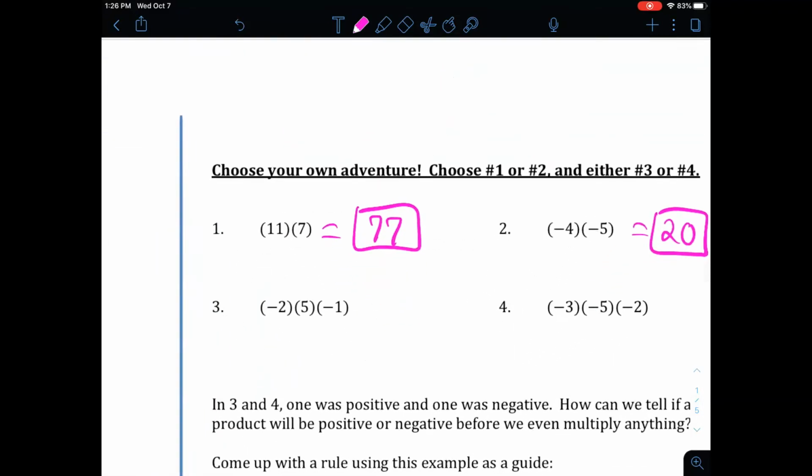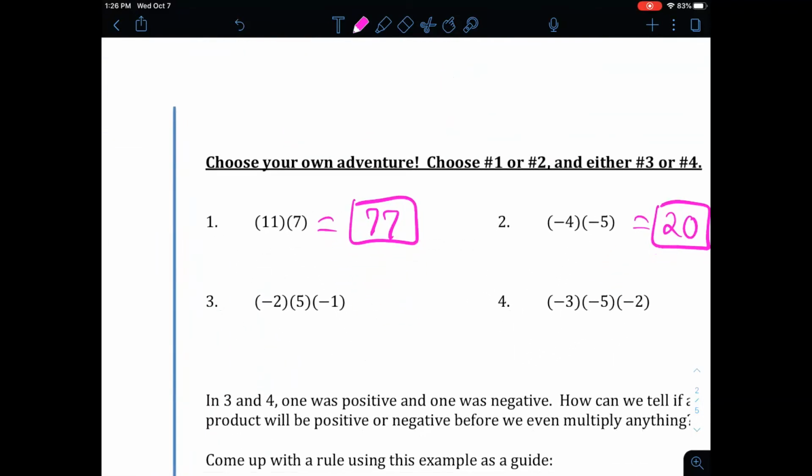All right. Now 3 and 4, we're going to work left to right. So we're going to do negative 2 times 5, which is going to be what? It's going to be negative 10, right? Because a negative and a positive make a negative, times negative 1. And what's negative 10 times negative 1? Is that positive 10 or negative 10? That is going to be positive 10.